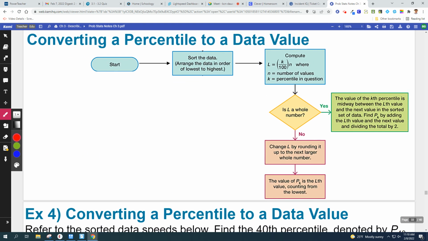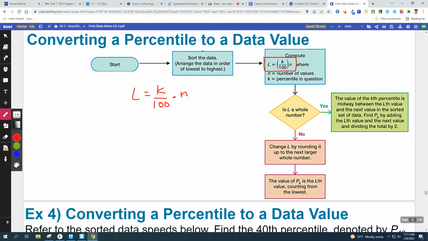Here's a flow chart for how to do this. First thing you want to do is sort the data. Then here's a formula for finding the locator. Locator L is K over 100 times N, K being the percentile, N being the number of numbers.